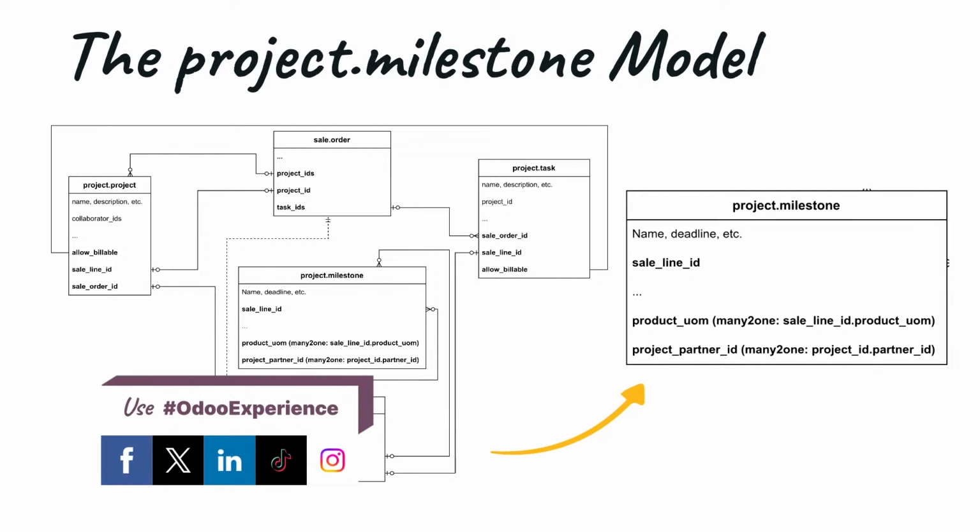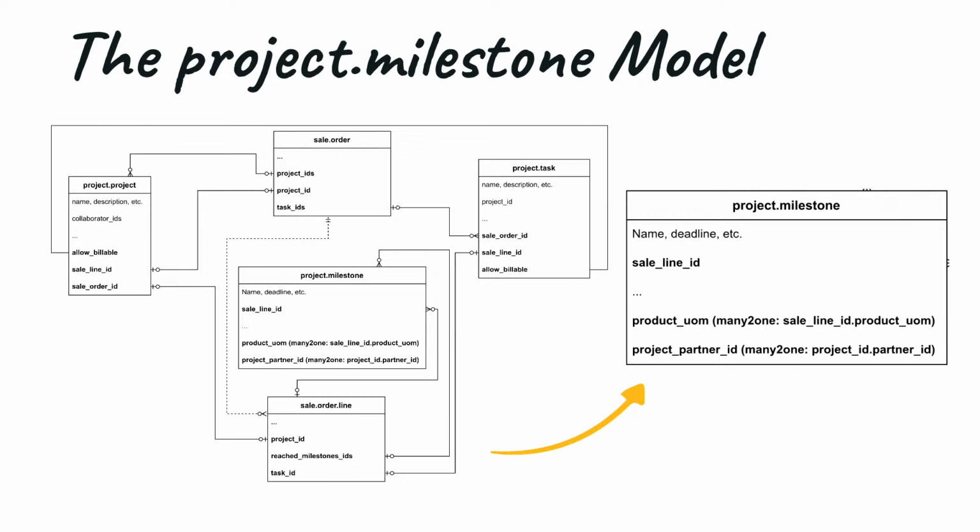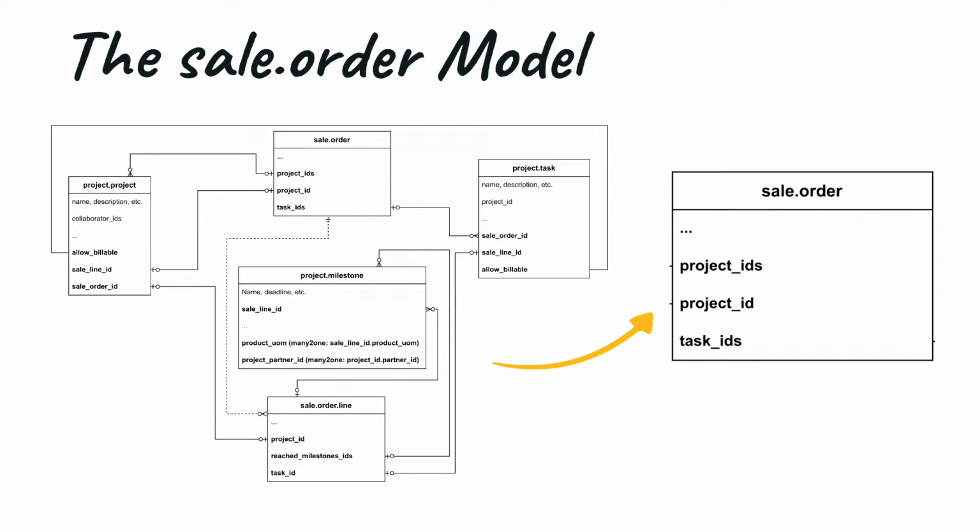Then we have the project.milestone model, to which we add fields because we can use milestones when we're billing for things. And so again, it has the sale line ID, basically the sale order line that this milestone relates to. But it also has the product unit of measurement relational field, which points to the product unit of measurement. And we also have the project partner ID, which is taken from project ID.partner ID from the project table, and this is also added for convenience. So there are things that are there for functionality and also things that are there for convenience, which again is for functionality, but I believe you understand.